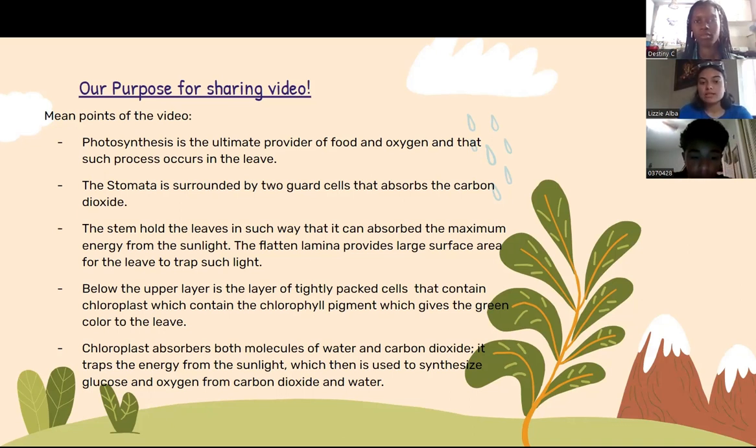Below the upper layer is a layer of tightly packed cells that contain the chloroplast, which contains the chlorophyll pigment, which gives the green color to the plants and the leaves that we see today. Well, finally, at the end of the video, we learn that chloroplast absorbs both molecules of water and carbon dioxide, and it traps the energy from the sunlight, which is then used to synthesize glucose and oxygen from carbon dioxide and water. So those are the reasons why we picked this video, and now we're gonna go to Destiny with the questions.